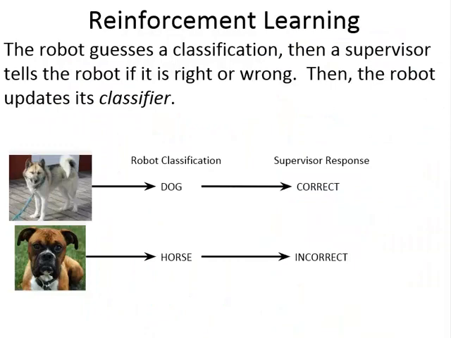Reinforcement learning is a method that is partway between supervised and unsupervised learning. In this method, there is a supervisor that gives information to the robot, but the supervisor does not give labels to the learning data. Instead, the supervisor can only tell the robot whether it is correct or incorrect in each decision that the robot makes. The robot can then use the information from the supervisor about which decisions were correct and which were not correct in order to update its classifier. Classifier is another word for a learning algorithm.